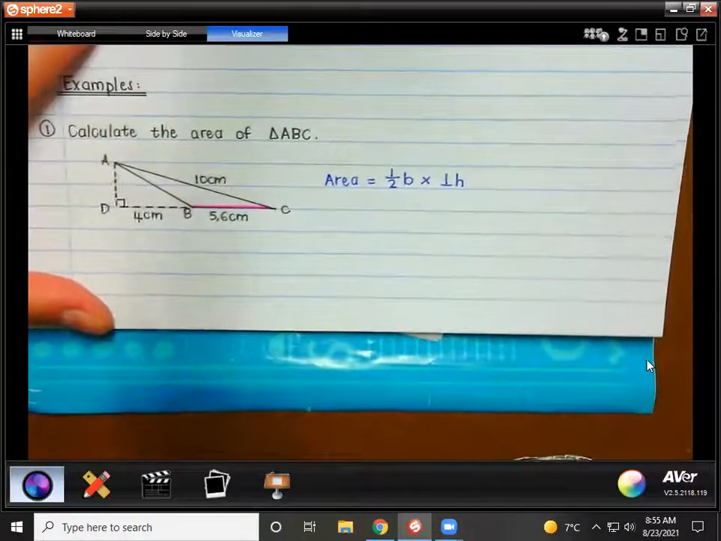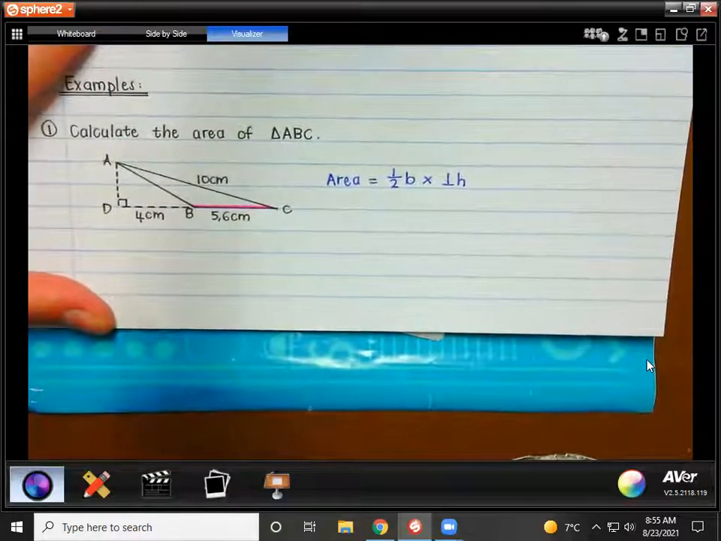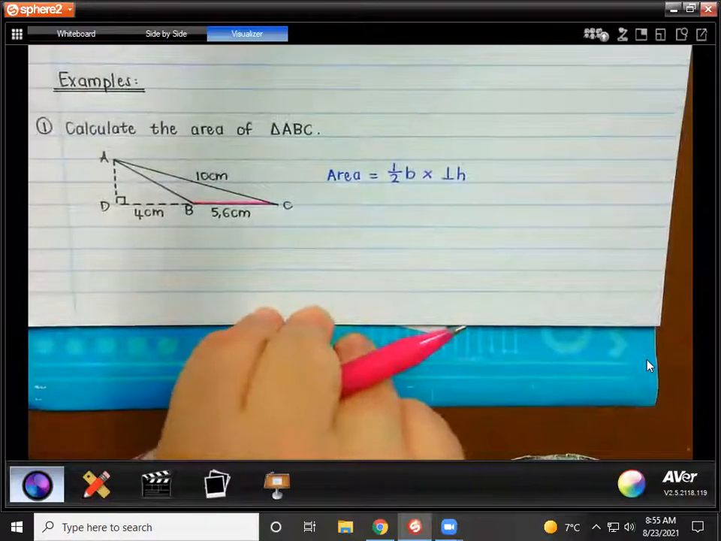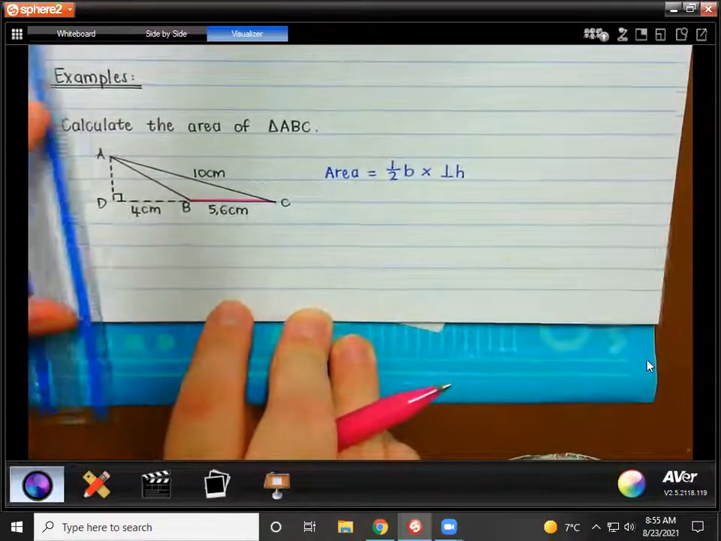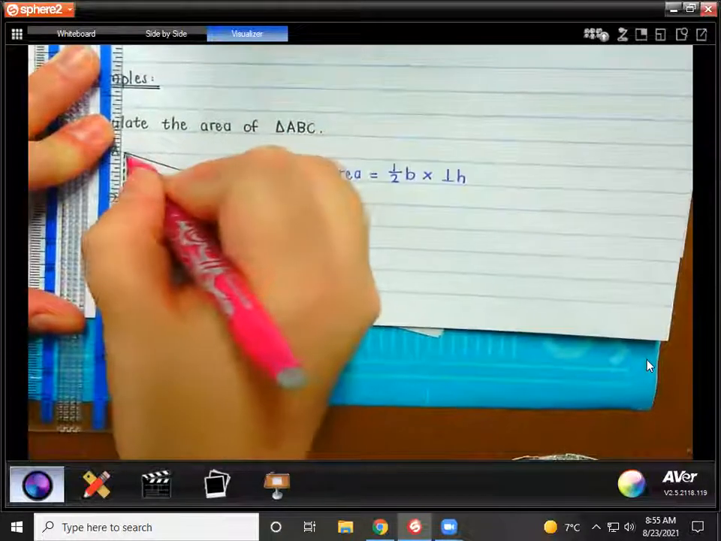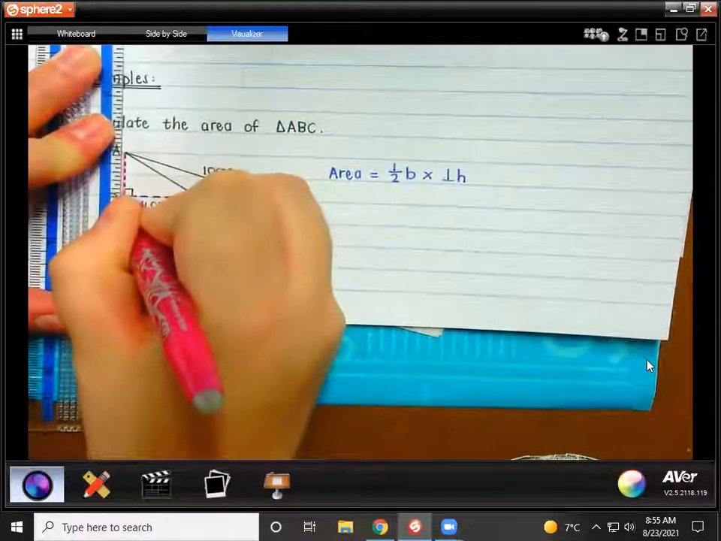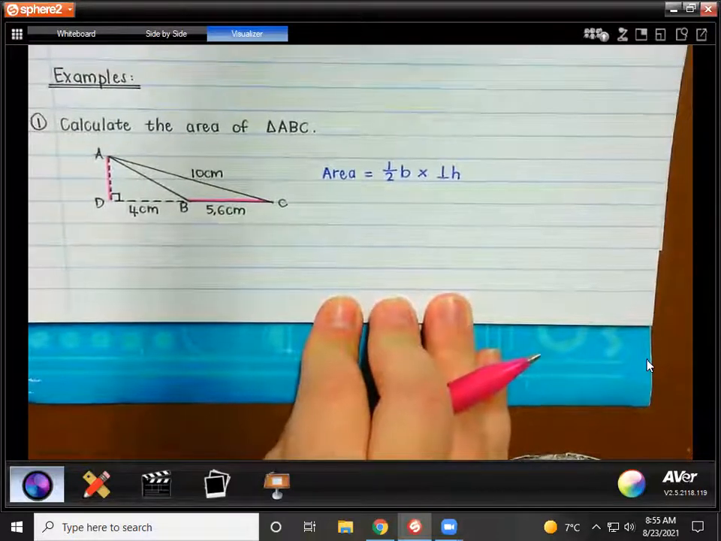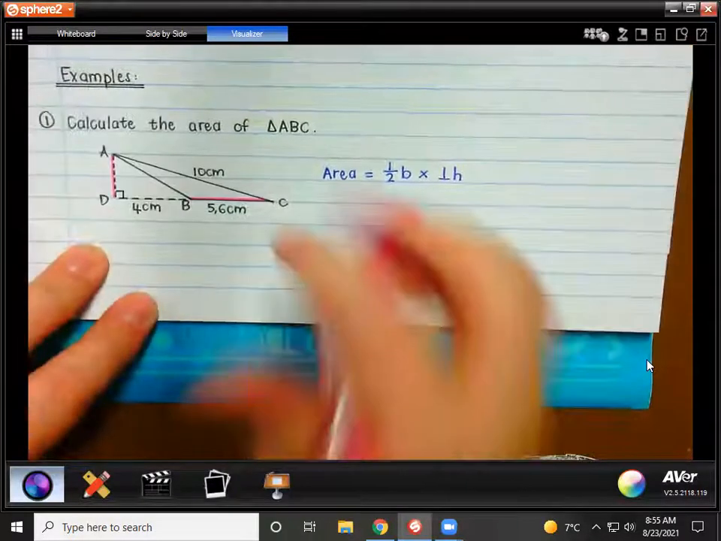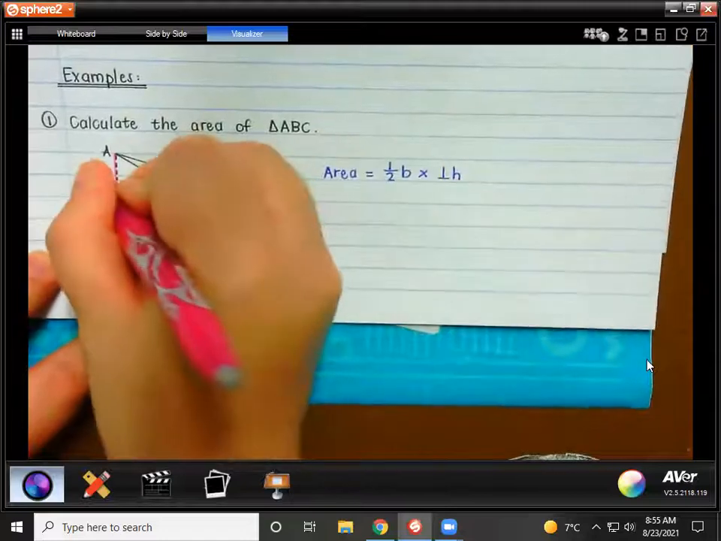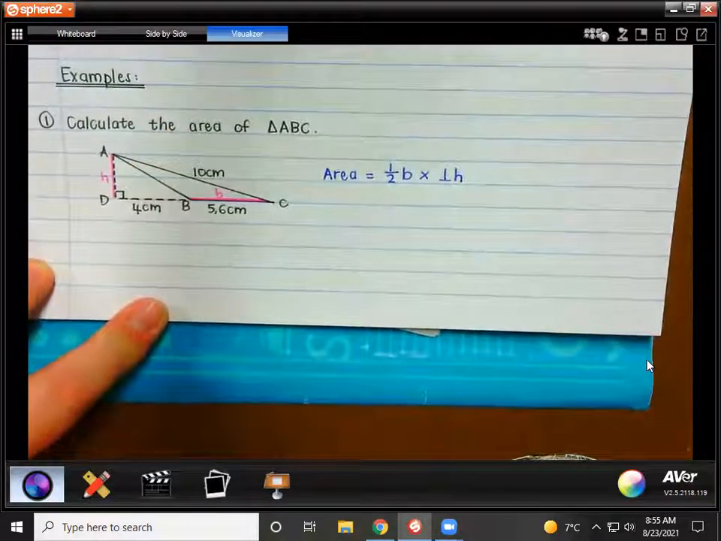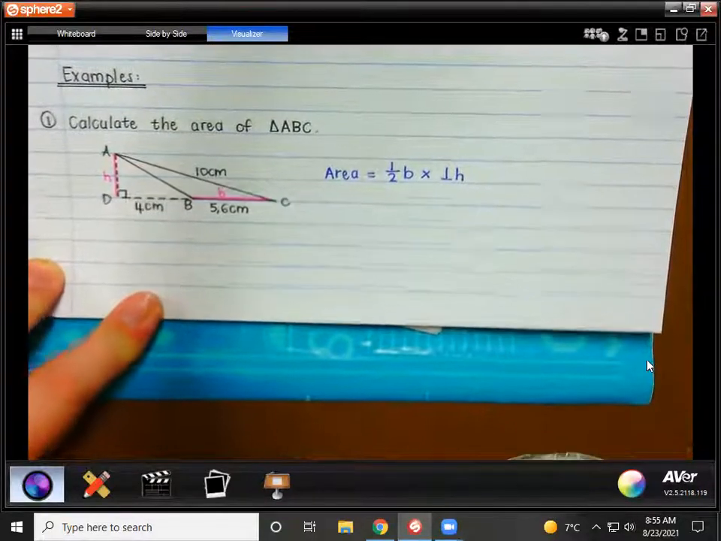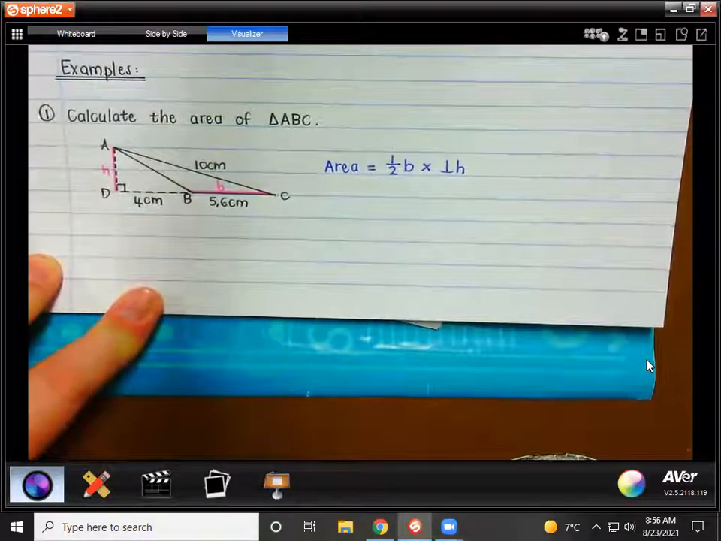Now, where is the perpendicular height? It's AD. Did they give us AD? Do we know what that length is? Hey, they didn't actually tell us, right? There's no length written in there. Let's just highlight that. So that is the H that we're going to have to use. Okay, so this is our base. That is our height. Now, guys, if we don't have the height, we're going to have to do something to calculate it.